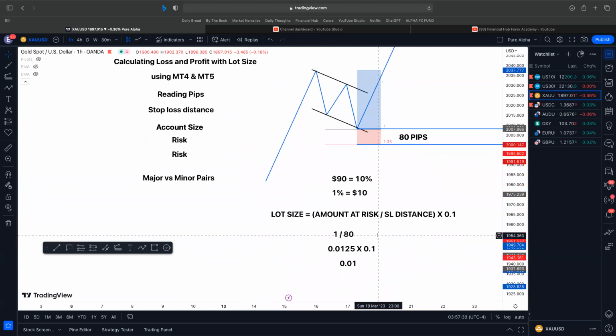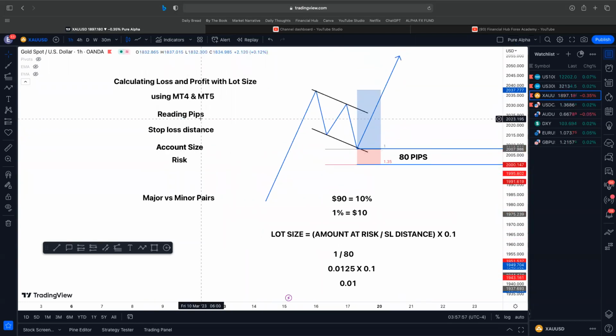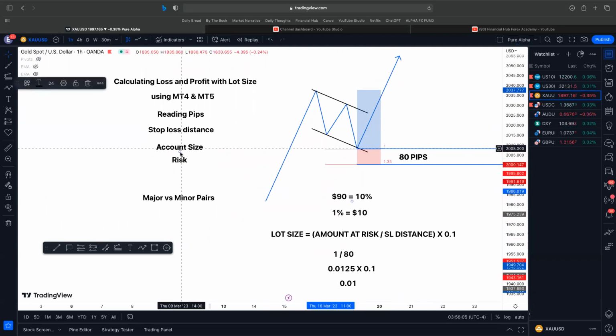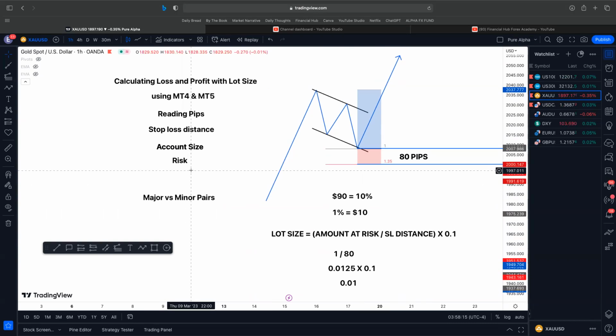Now you do this to every other pair. If you know how to calculate your gold pip distance, if you know how to calculate Euro USD, the pairs are a bit different. Now I've talked about the risk, so you do that on all pairs. So now you know how to read pips, know your stop loss distance, your account size. Different account sizes will call for different lot sizes, and then calculate your risk with respect to your account size. As a start, use 1% risk per trade when you're starting out. That's very advisable, 1% or less if you can.